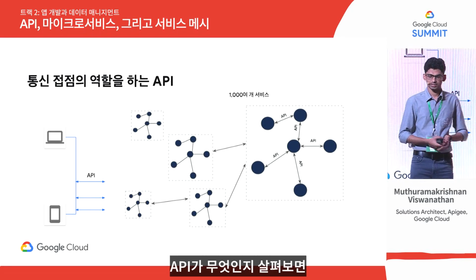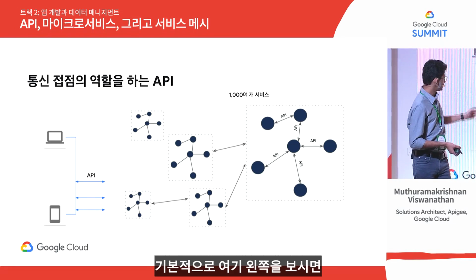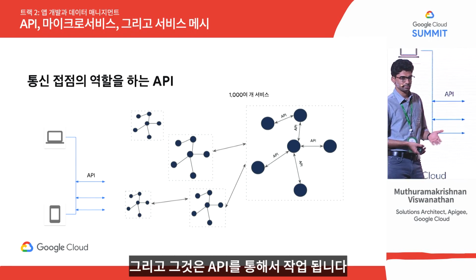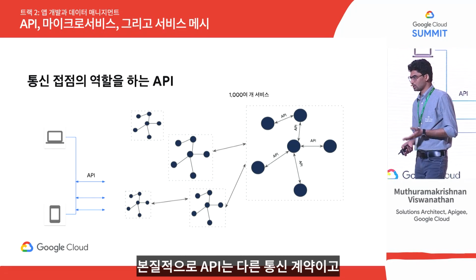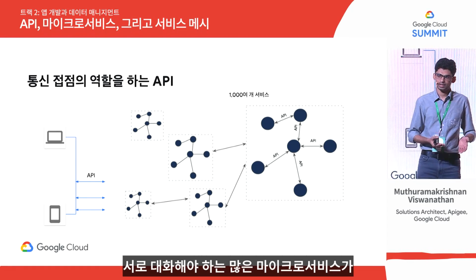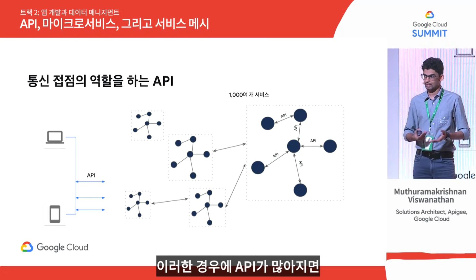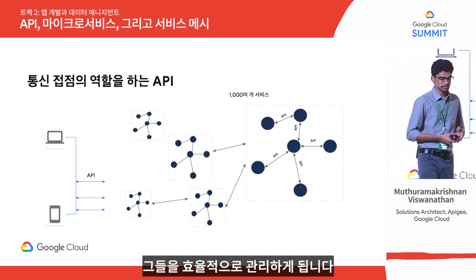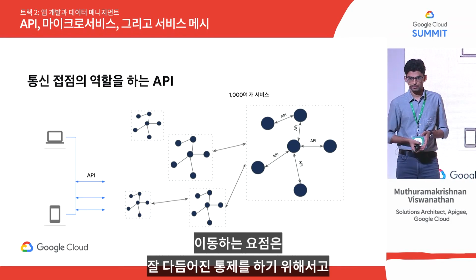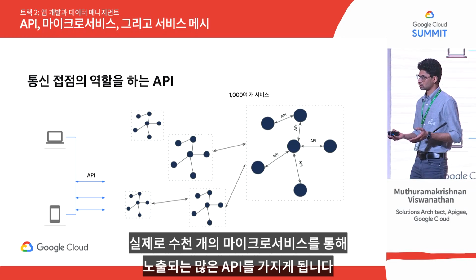If you look at what APIs are, APIs are the communication contracts. On the left side, you can see client devices which communicate with your backend services, and they do this through APIs. In the path of breaking down a monolith into microservices, you end up having a lot of microservices that need to talk to each other. So you're going to end up with a lot of APIs, and you need to manage them efficiently. The whole point of moving from a monolith to microservices is to get fine-grained control. And by doing that, you have a lot of APIs that are exposed through these thousands and thousands of microservices.